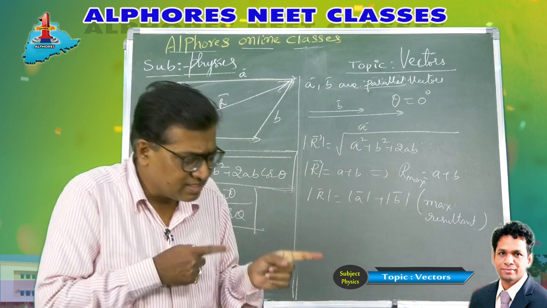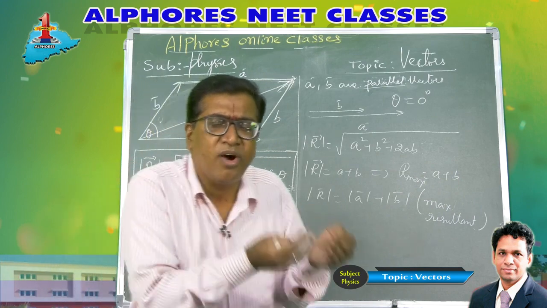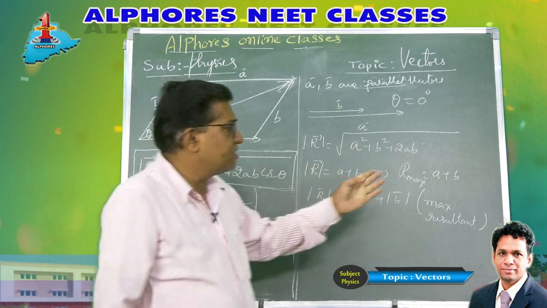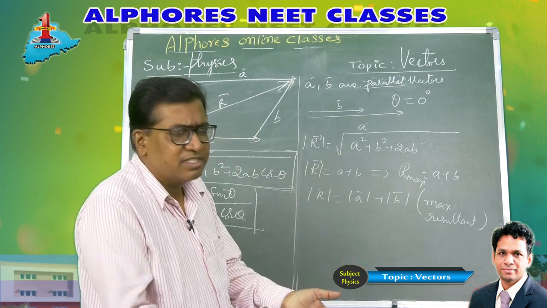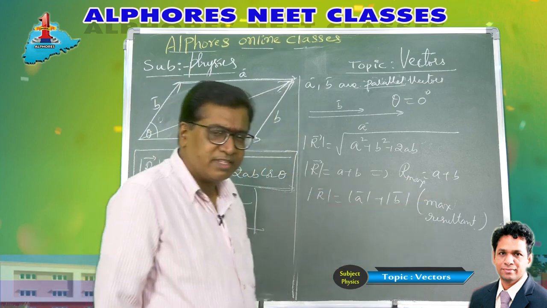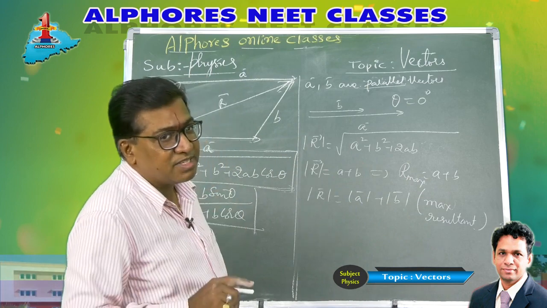So when vectors are in the same direction, the resultant is just the algebraic sum. Vectors obey ordinary algebraic rules only when they are in the same direction. When direction is common, you can apply ordinary algebra. So R max is A plus B, the maximum resultant. Then what will be the direction of the resultant?